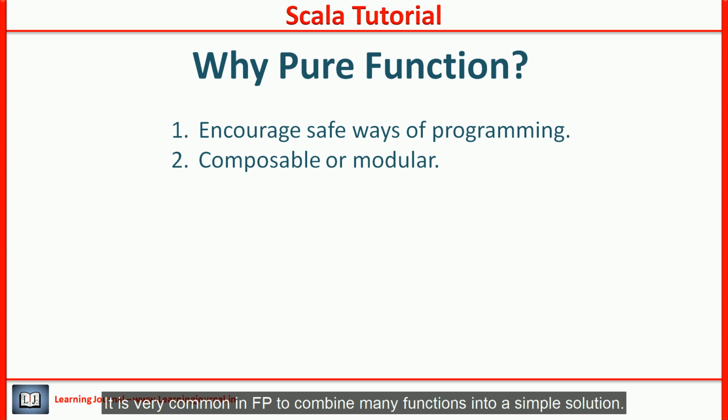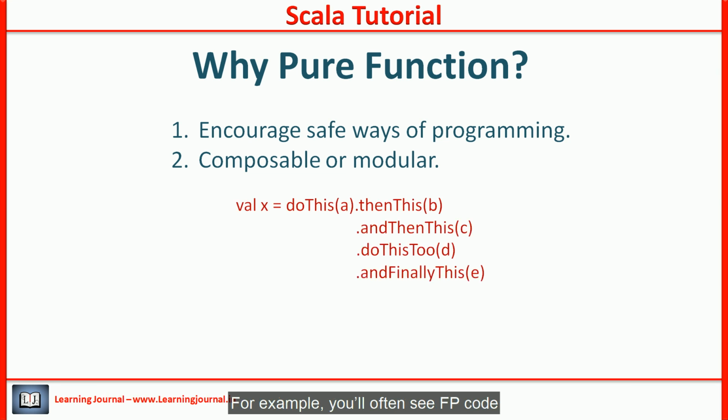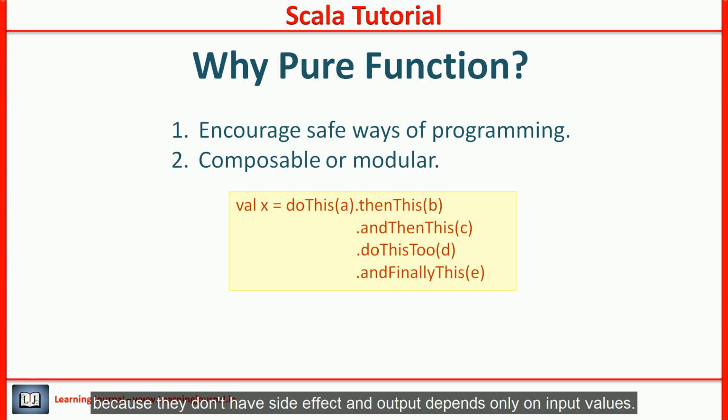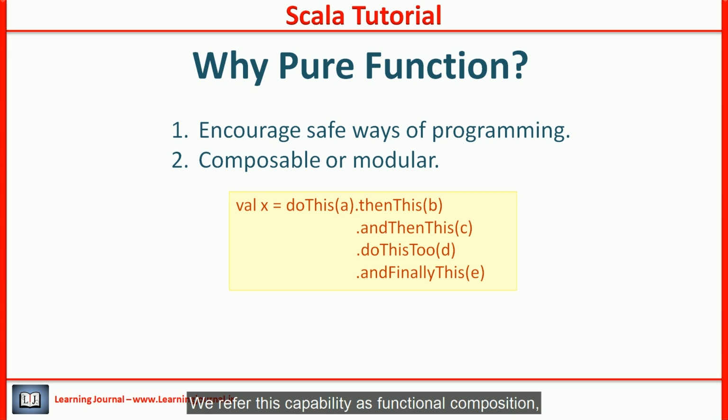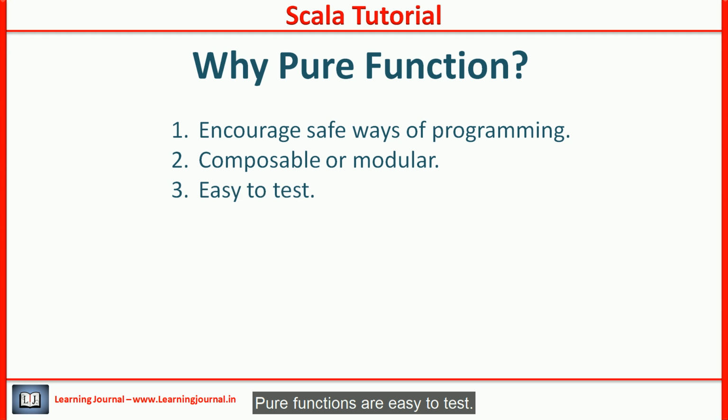They don't surprise you. Pure functions are more composable or modular. It is very common in functional programming to combine many functions into a simple solution. For example, you will often see functional programming code written as a chain of function calls, like this. You can do this with non-pure functions as well, but it is easy for pure functions because they don't have side effects and output depends only on input values. We refer this capability as functional composition, and you can compose more confidently if you know that there are no side effects.